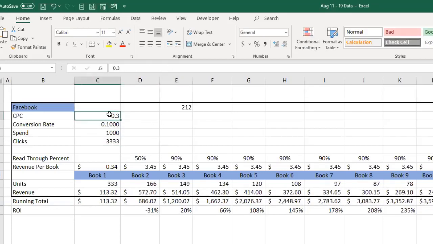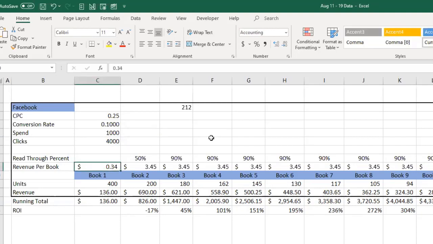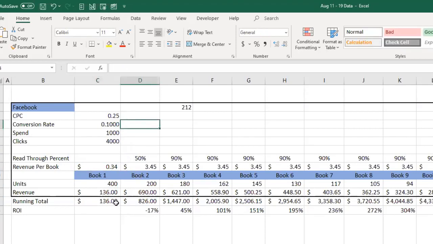If you were getting 30-cent clicks and your conversion rate was 1 in 10 and you were spending $1,000 in a month, that would be 3,333 clicks. If you were getting 25-cent clicks, it would mean 4,000. So this is not real results. It's what if data. Now, I ran a test recently where I put the book down to 99 cents because I wanted to test if that converted better on Facebook ads than a $4.99 book. And this is one of the things I'm going to discuss Wednesday night. So my revenue from the first book is only 34 cents.